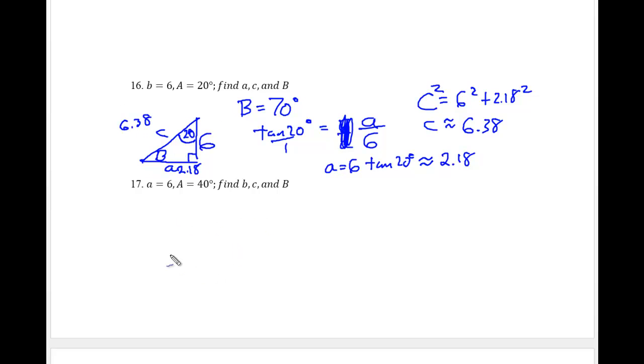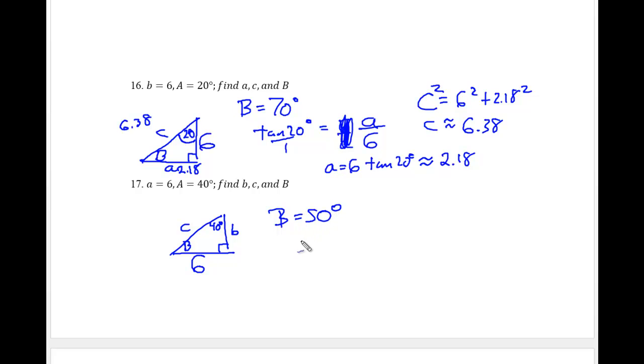All right, so our final problem for this worksheet and for this video, we're going to have a right triangle. We know that side A is 6. Angle A is 40 degrees. We don't know side B, we don't know side C, and we don't know angle B. Now, finding angle B, again, is the easiest part of the problem, because 50 and 40 and 90 make 180, so B is 50 degrees.